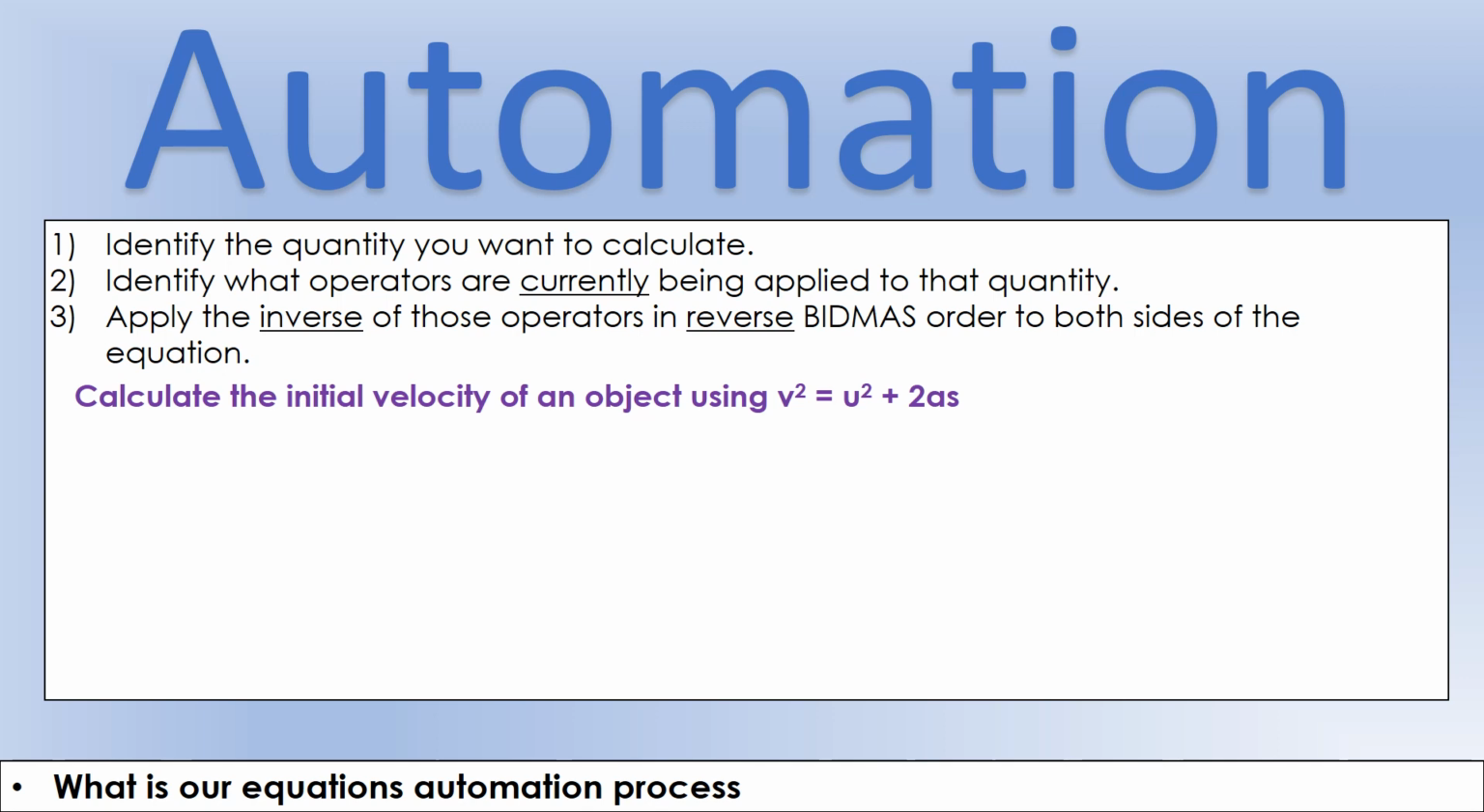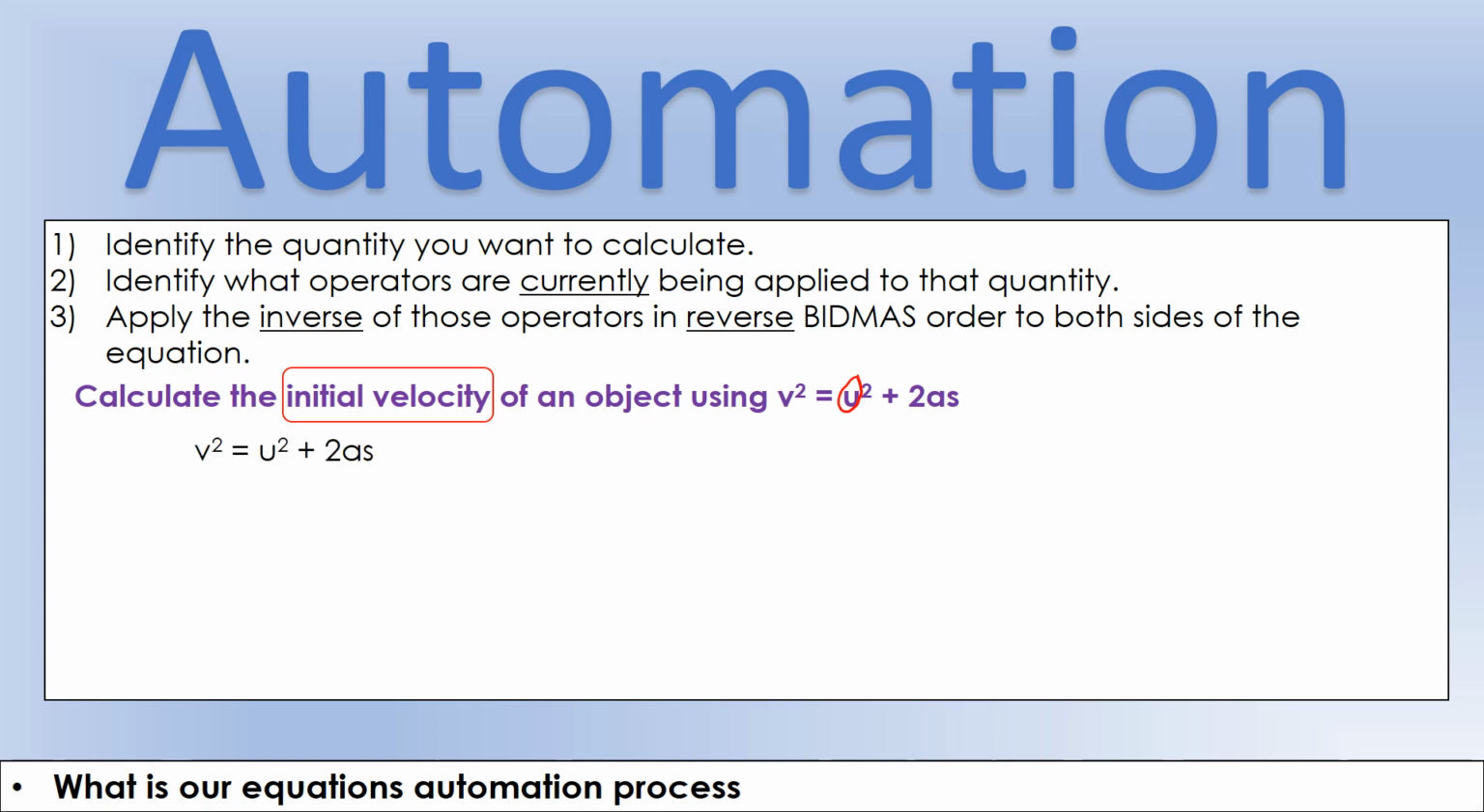Let's look at another example before we actually see some with numbers in it. Calculate the initial velocity of an object using v squared equals u squared plus 2as. So we've got lots of things going into here. First of all, what do we want to calculate? We want to calculate the initial velocity, which is the u in our equation. That's what we want to find.